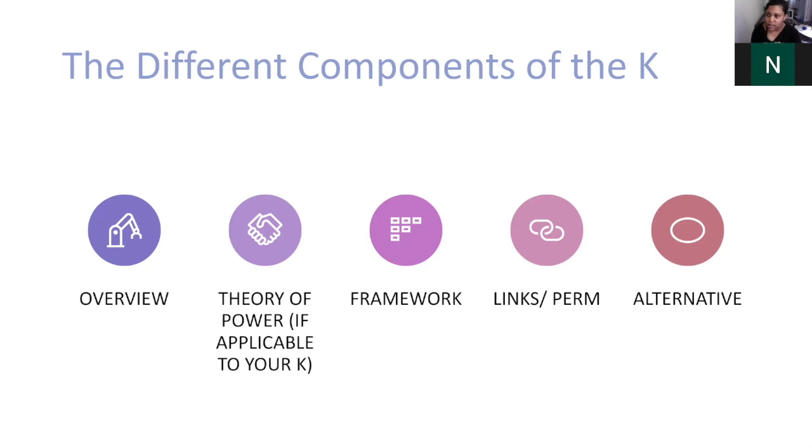Next is links and permutations. I put links slash perm as in link arguments are what you are saying the plan has done that is bad, or what scholastically the plan relies on that is bad. And those link arguments would then be answers to a permutation. And a permutation is what every 2AC should have in response to a critique. And the role of the permutation is to show non-mutual exclusivity.